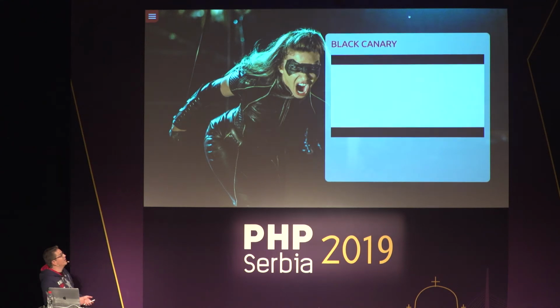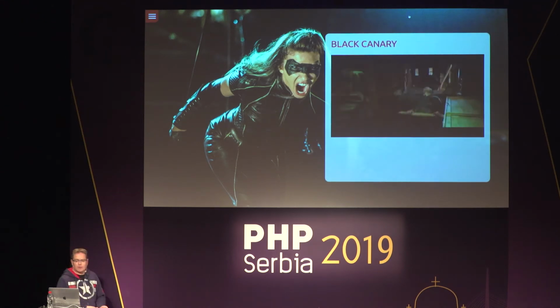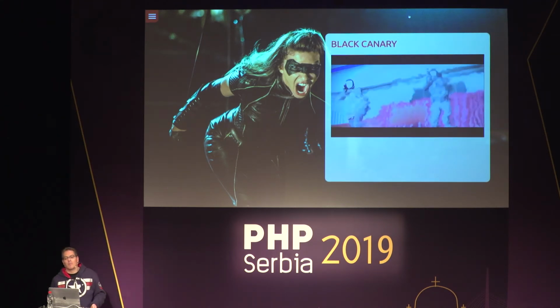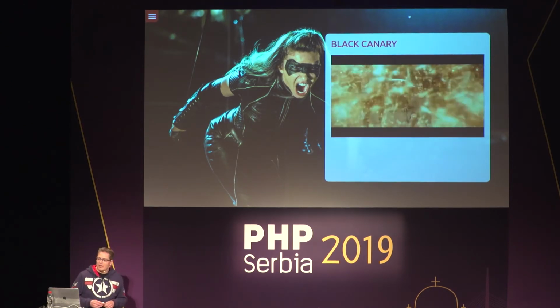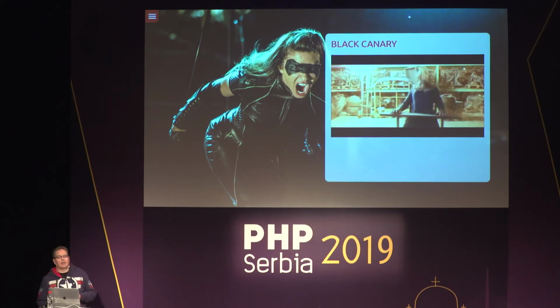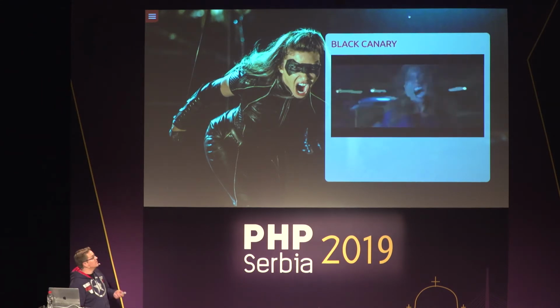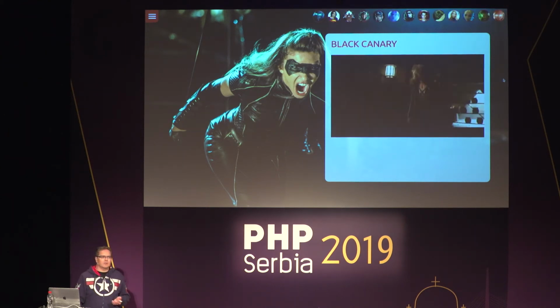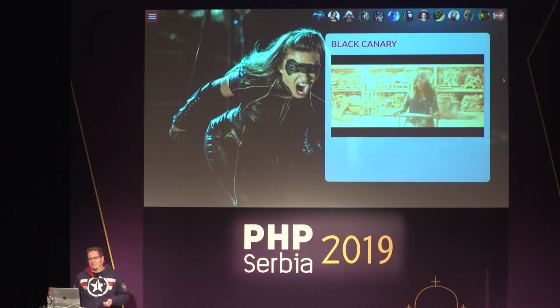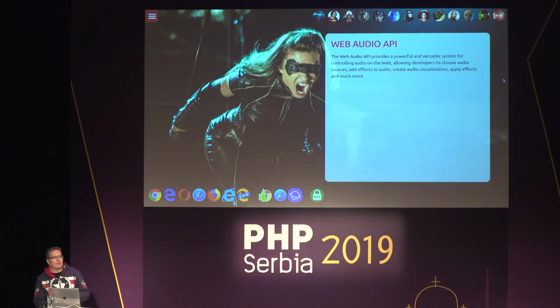Next one. This is Black Canary. It's not from a movie, but from the TV series Arrow. She has a temper, let's say, and she has a very, very loud voice called a canary cry, and you can see what happens. So what browser API could relate to that, maybe? Someone? Speaker volume? Audio, yes. The Web Audio API.